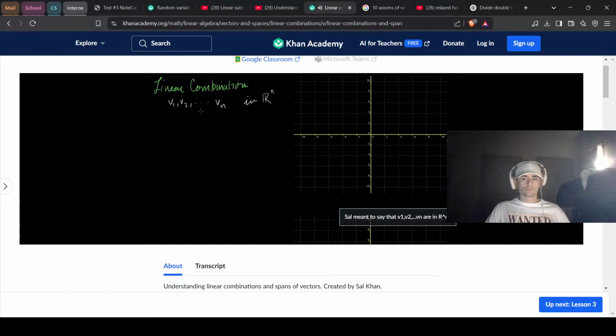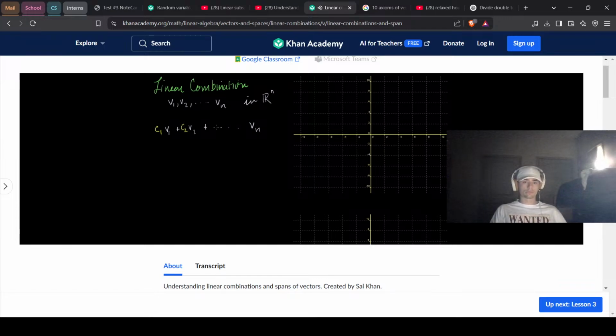But the idea is fairly simple. A linear combination of these vectors means you just add up the vectors. It's some combination of a sum of the vectors, say v1 plus v2 plus all the way to vn, but you scale them by arbitrary constants. So you scale them by c1, c2, all the way to cn, where everything from c1 to cn is a member of the real numbers. That's all a linear combination is. And let me show you a concrete example of linear combinations.